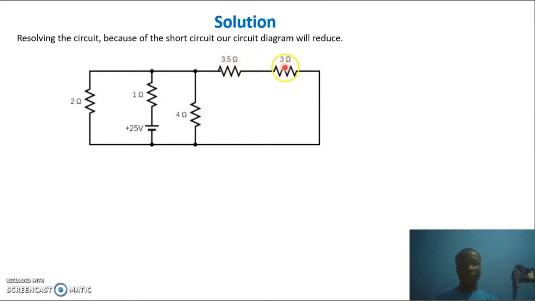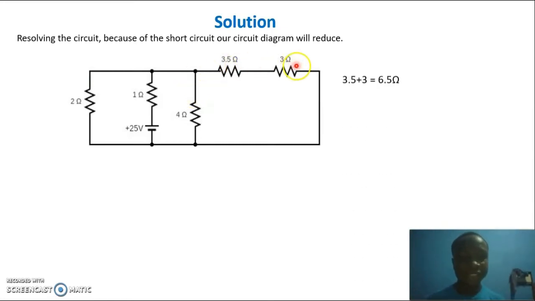This 3.5 ohm and the 3 ohm are in series. When resistors are in series, we add them and we get their resultant resistance, which will also be in parallel with this 4 ohm. And we also resolve that. For resistors in parallel, we take their product and divide by their sum. So let's continue with our solution.